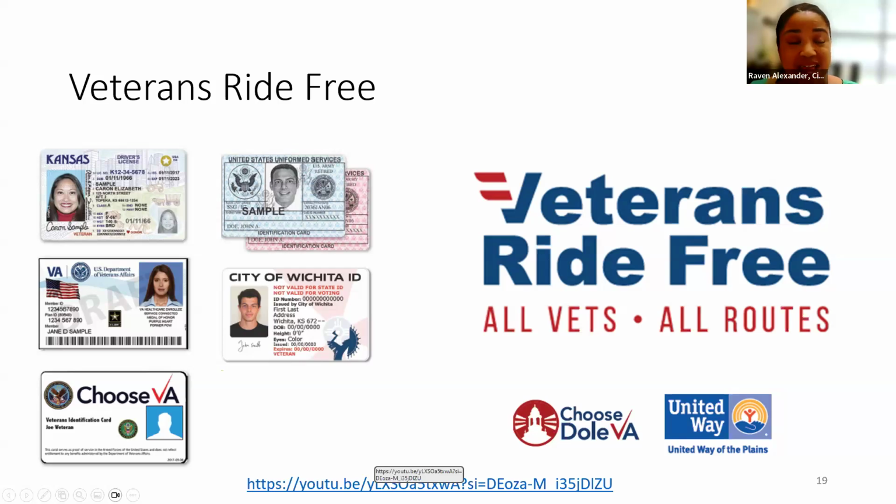And the pilot was such a success that in July of 2022, the city council actually approved for us to launch an official ridership program with financial support from the United Way and the VA Medical Center. And so an MOU was signed. Both of these entities are contributing an amount to Wichita Transit to kind of offset some of the operating costs.